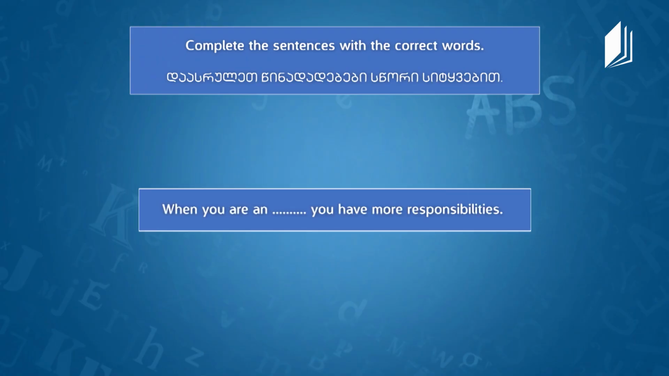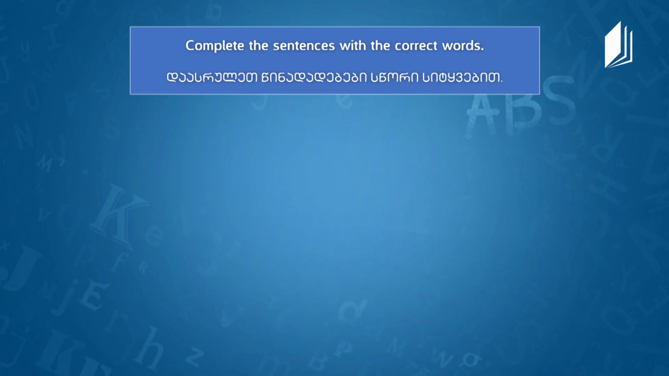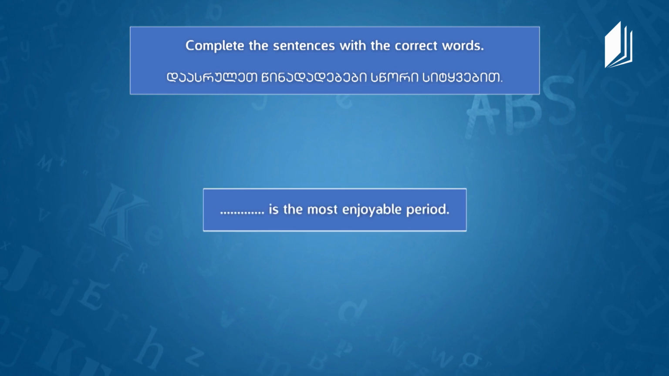And for Sophie, when you are in blank, you have more responsibilities. When you are an adult, I think you have more responsibilities. You definitely do. And number 4, blank is the most enjoyable period. I think that's infancy. Oh, at least for me. I think you're right. I think for everyone.